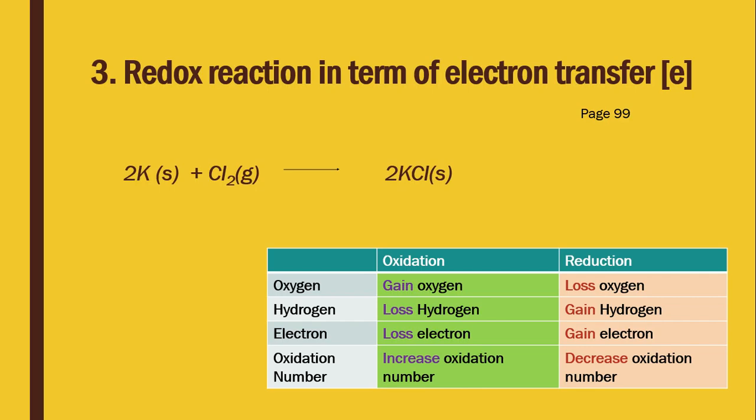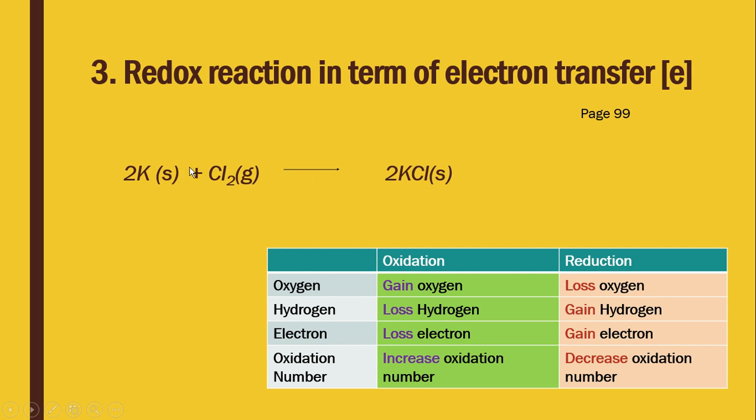Okay, task 2 you also have to complete in your module, page 98, and then snap the picture and send it by PM to me. Okay, the last definition for today: redox in terms of electron transfer. Based on the table just now, oxidation is the process where it loses electrons, whereas reduction is the process where it gains electrons.